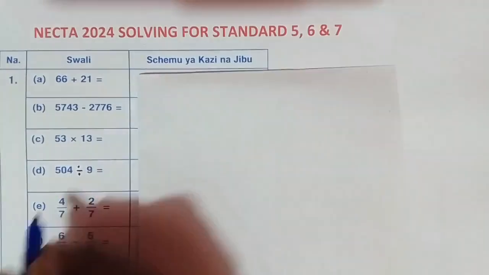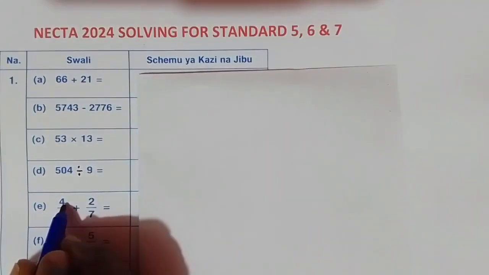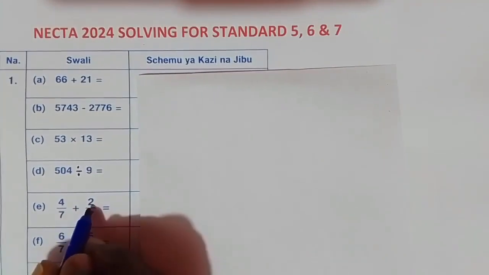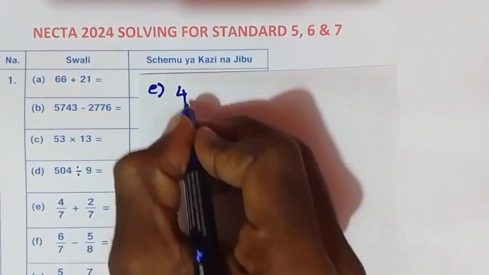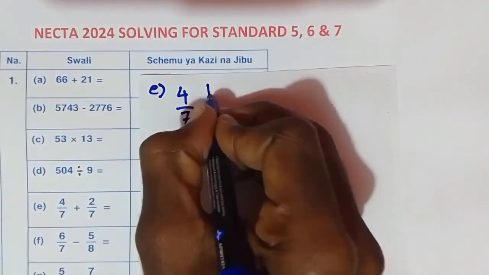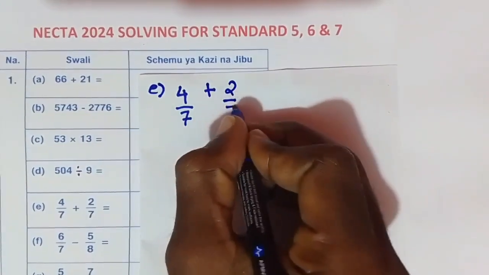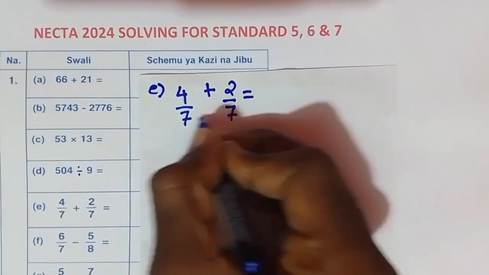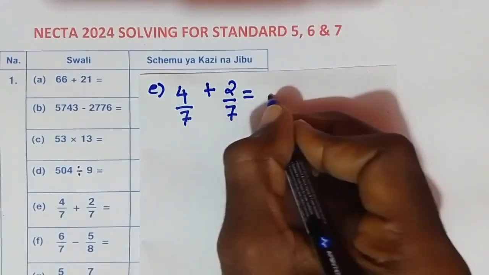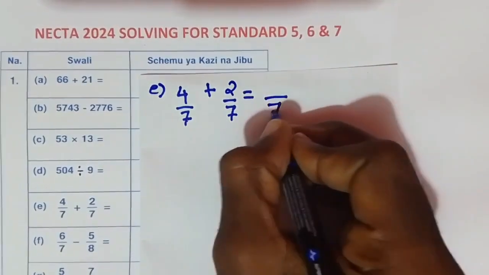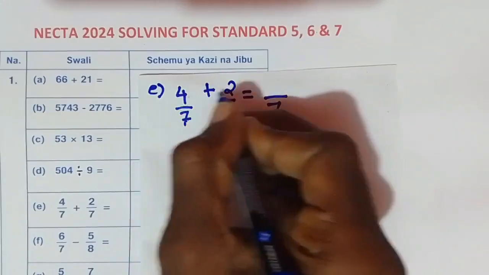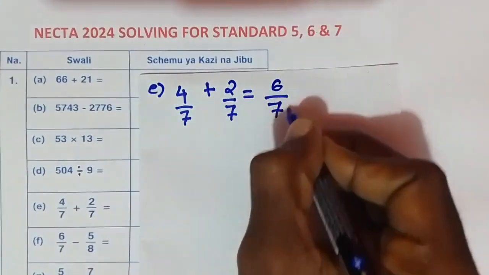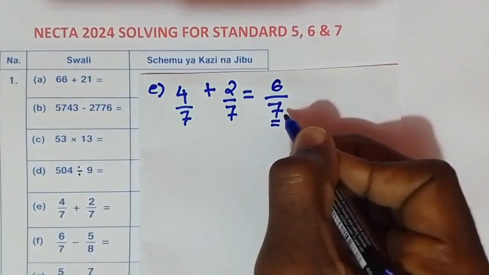Let us do E. We have 4 over 7 plus 2 over 7. Since we have the same denominator, we are going to keep it as 7, and then we are going to add the numerator. That is 4 plus 2, we get 6. And this is our answer.